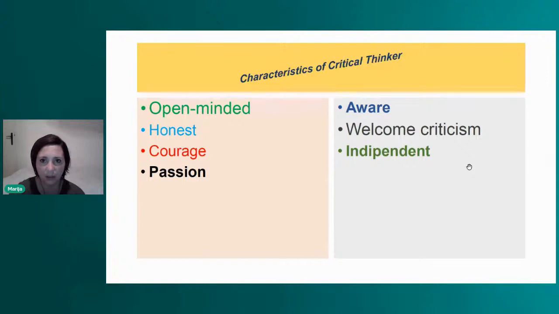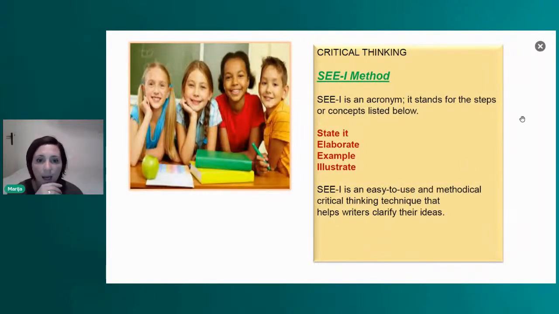Also, we have some method, the CEEI method in critical thinking. This is an acronym. It stands for the steps of concepts that are listed here below with the red letters. C, stated, E, elaborate, E, example, and I, illustrate. This is an easy to use and methodical critical thinking technique that helps writers clarify their ideas. This method helps when the students write an essay. Maybe a longer essay, above 200 words, so they can explain their ideas with more sentences and opinions.